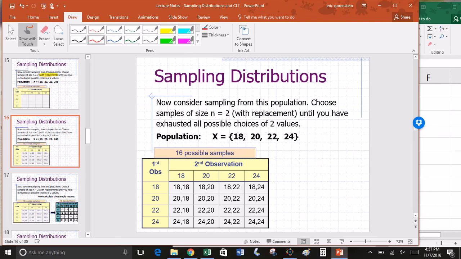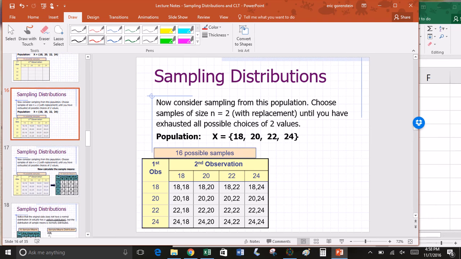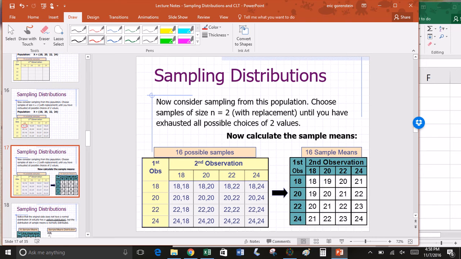So I could list out the 16 individual samples, and for each sample, I could calculate an x bar, or a sample mean. So I'll have x bar number 1 coming from here. The average, the sample mean of this first sample is 18. The sample mean of this second sample is 19, and so on. The sample mean of the third one is 20. So I have 16 samples, and I calculate 16 sample means.